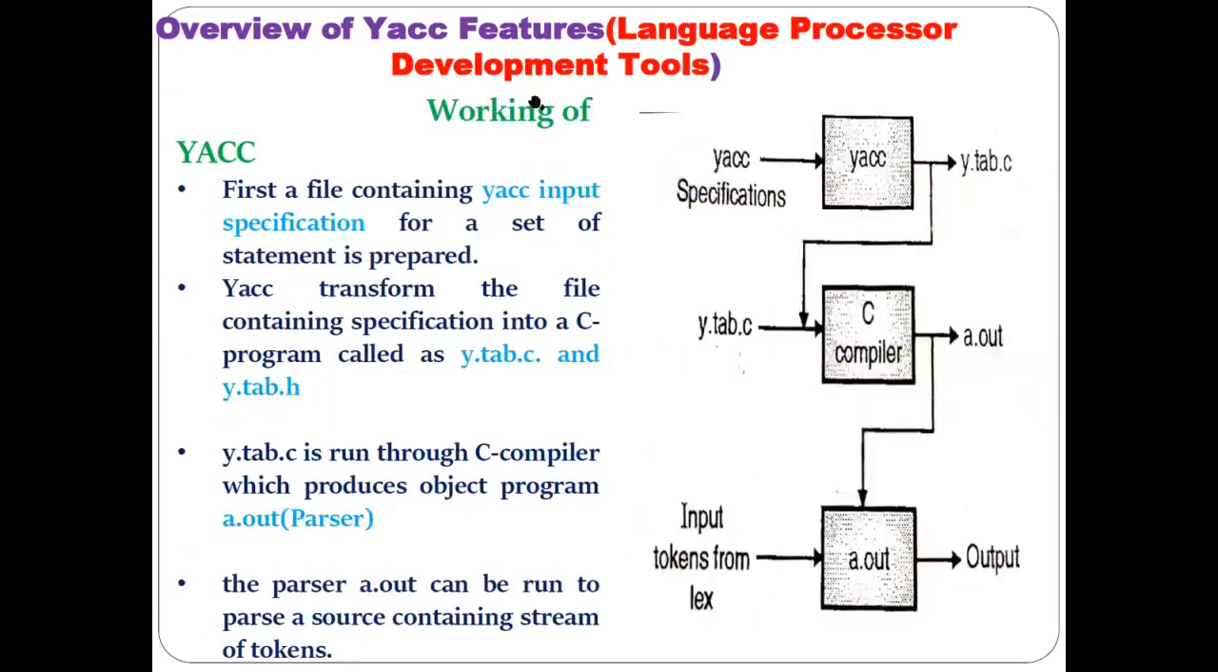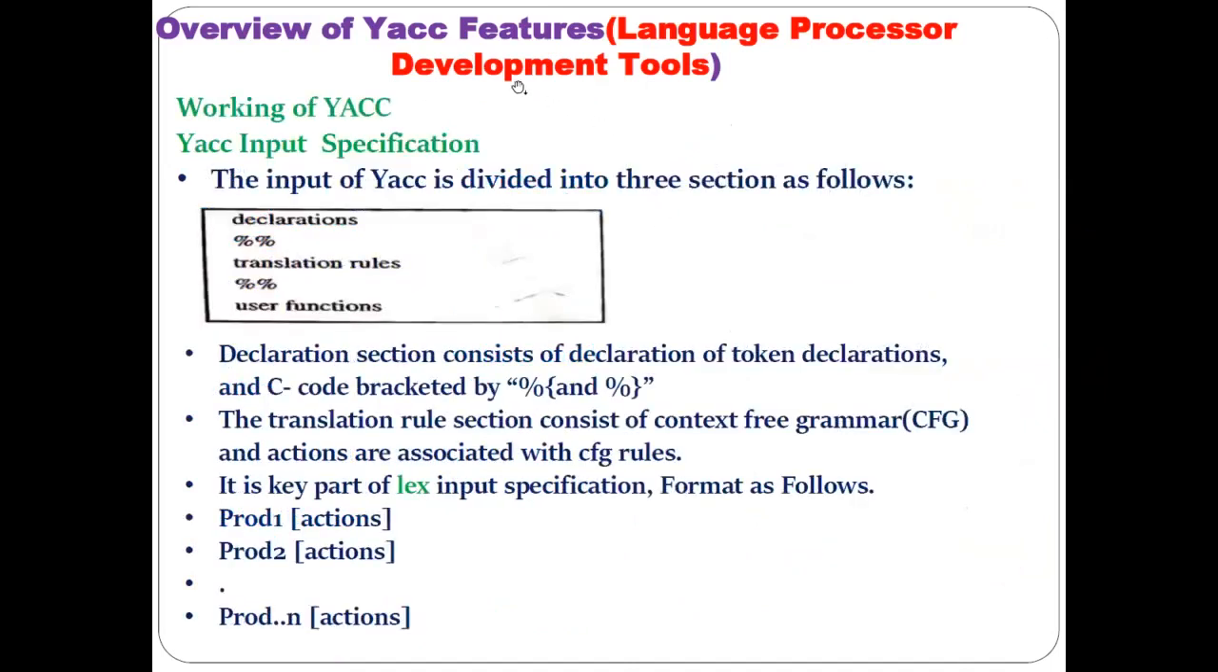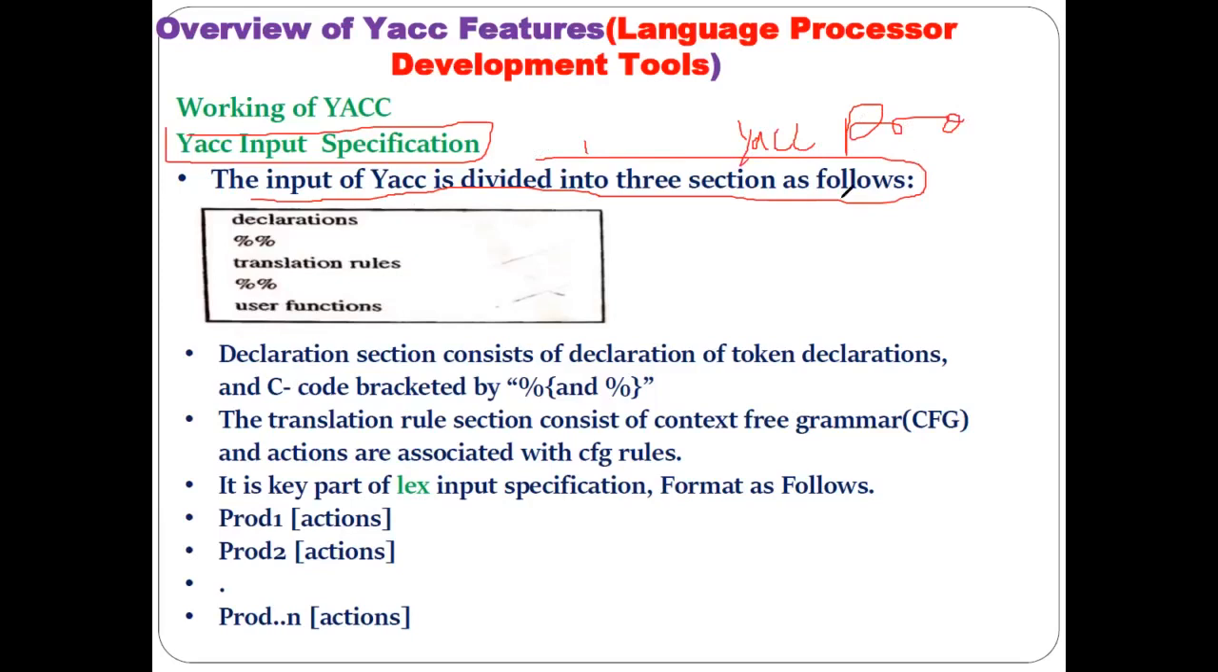Next we have to study what exactly the Yacc input specification is, what its different sections are, and how to write them. Just like in the case of Lex, where we studied the Lex input specification, in the case of Yacc we have the Yacc input specification. Similarly, the input of Yacc is divided into three sections. Your Yacc program is also divided into three sections: the declaration section, the translation rule section, and the user functions.